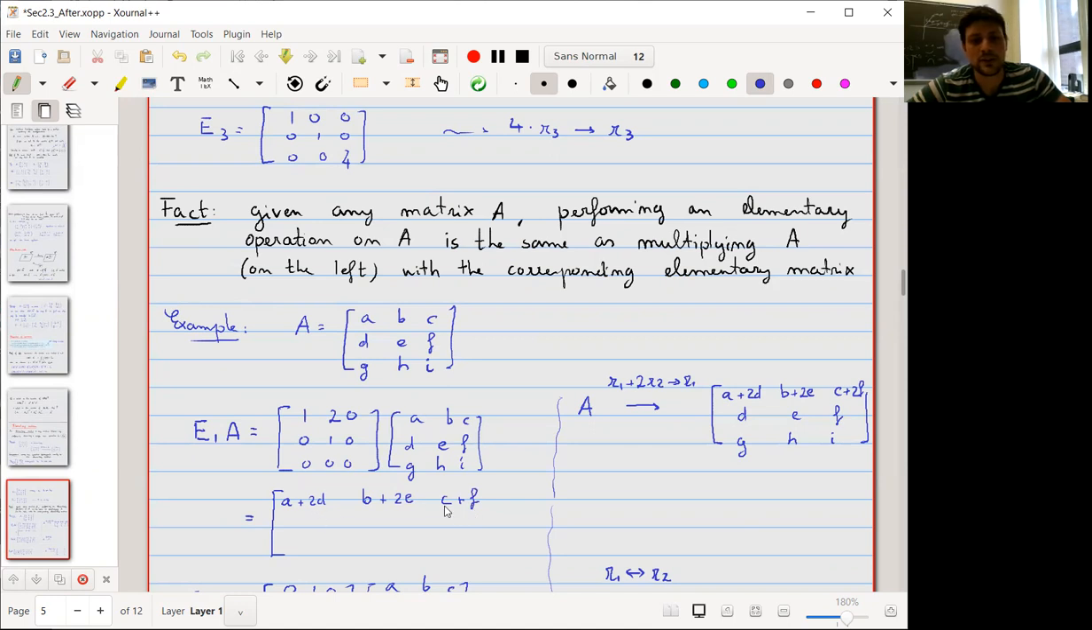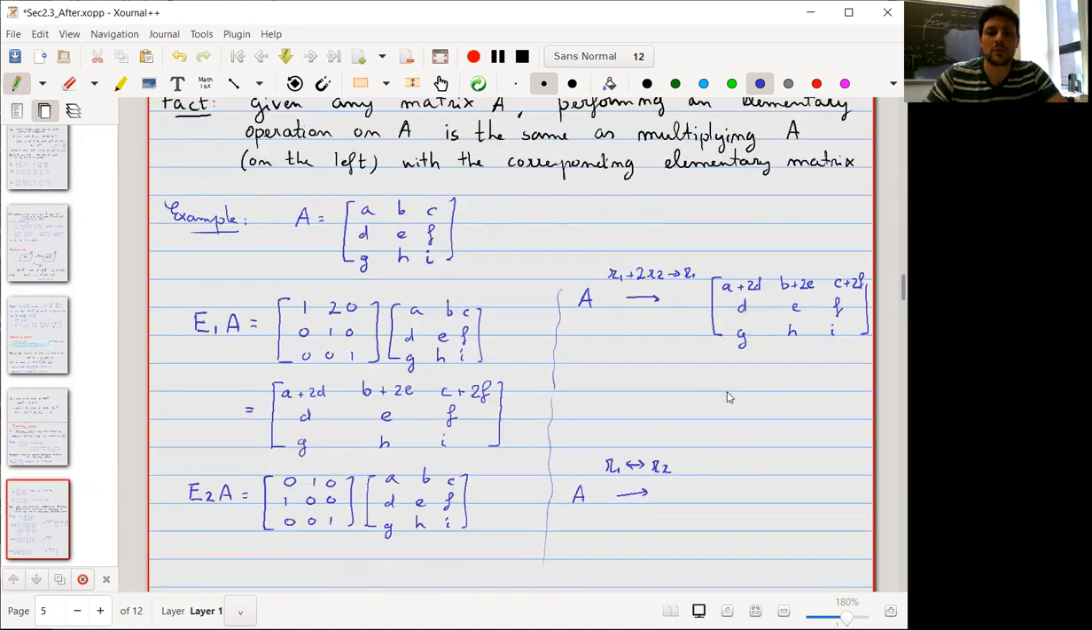And now let's have a look at the others. When I look at the second row of E1, that's 0, 1, 0. The second row, this is a typo, should be 1. So this will extract exactly the second component of every column, D, E, F, and then I encourage you to finish up the computation, and you'll see that you get G, H, and I. The crucial part here, this is 2F, is that you get exactly the matrix you would get by performing a row operation.